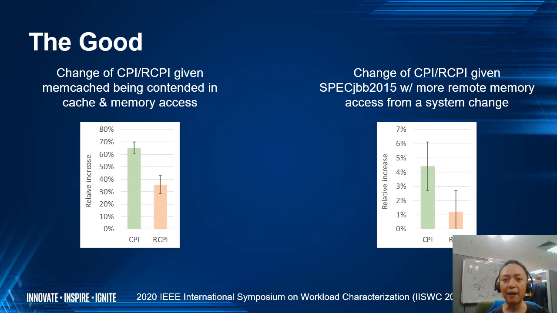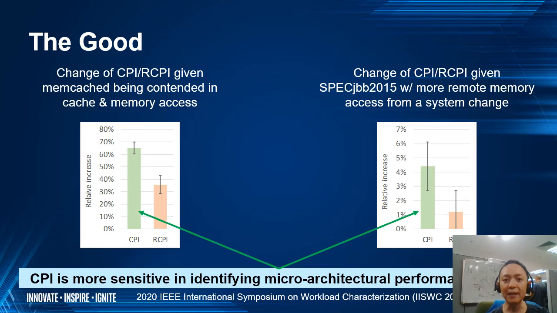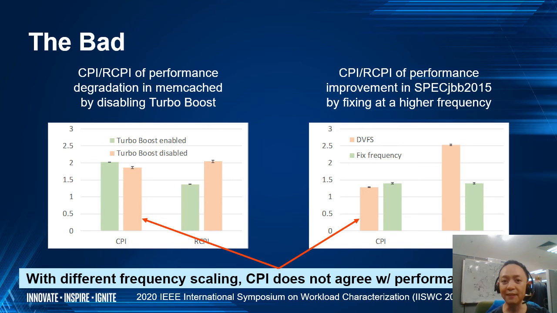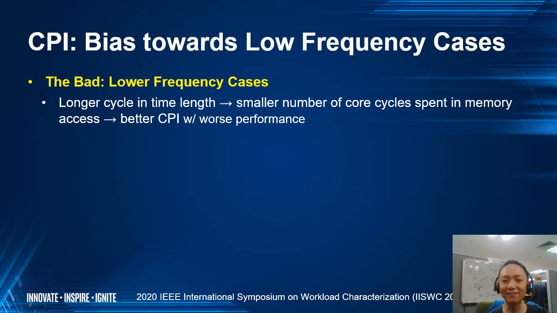In cases where performance gets impacted by contentions or by a system setting change impacting microarchitectural performance, CPI is more sensitive than RCPI in identifying the performance impact. However, when the performance degrades by disabling turbo boost or improves by fixing at a higher frequency, CPI does not agree with the performance change, but RCPI does.